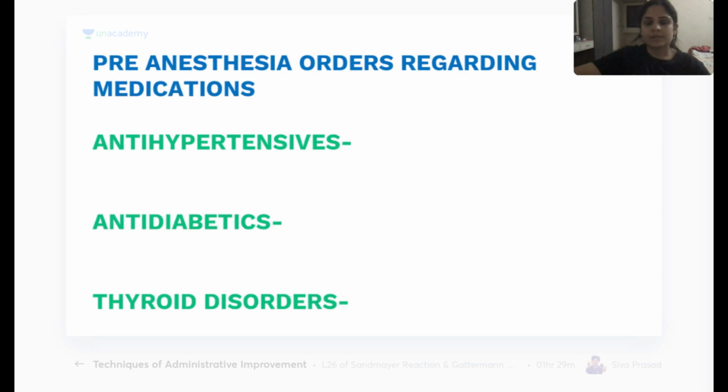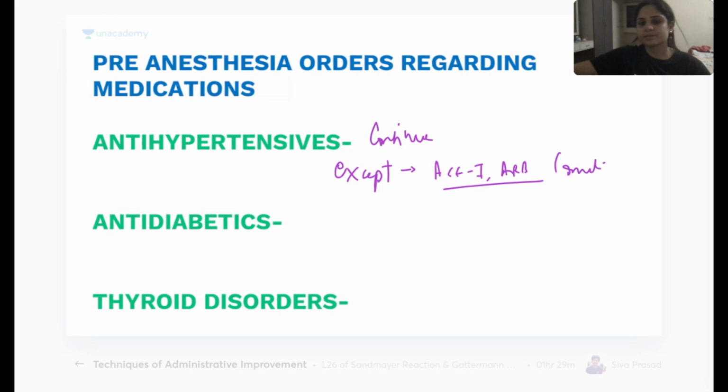Now, a little bit about the pre-anesthesia orders regarding medication. On the day of surgery, should the patient take his antihypertensive medication or omit it? If the patient comes to you with high blood pressure, on the day of surgery, continue or stop antihypertensives? You will continue the antihypertensives except two, ACE inhibitors and angiotensin receptor blockers. These are the ones that you will omit.